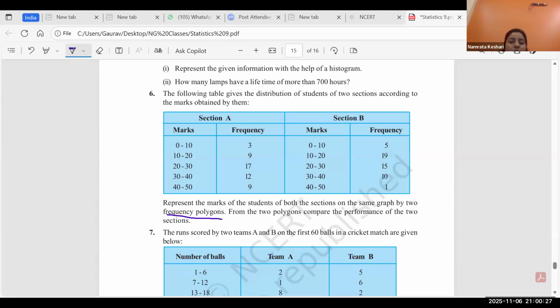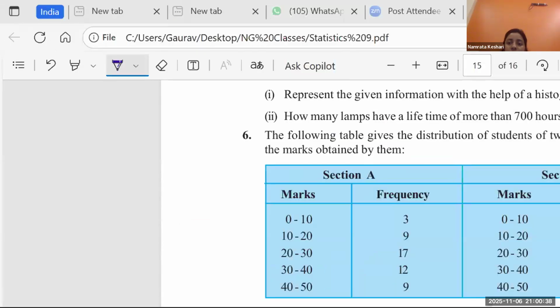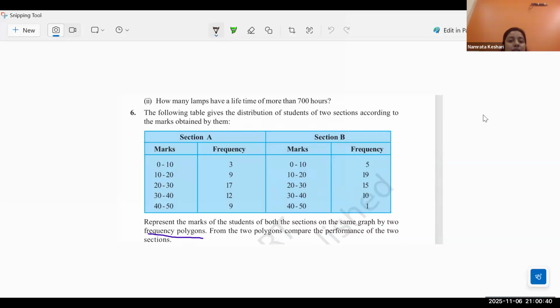As we understand, for plotting the frequency polygon, we need to take the help of class mark. So first of all, we will be finding the class mark. Directly, we can find the class mark over here. Can you see this screen, everyone? Yes, ma'am. First of all, we will be finding the class mark. Here only you are allowed to find it because these class intervals and these class intervals are the same, so the class mark will not be different, it will be the same for both.